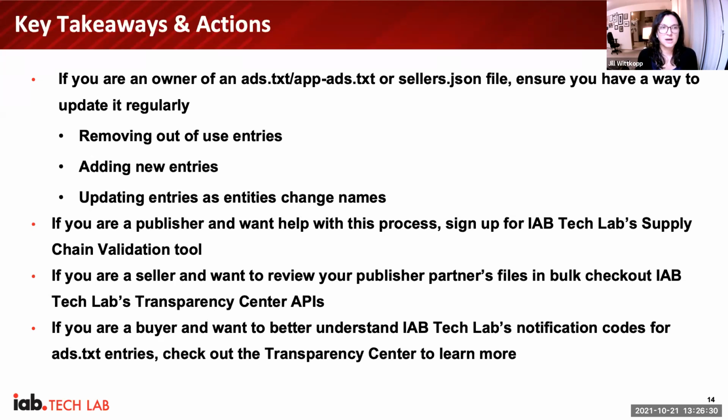But updating entries and entities as names change, which happens frequently in the ad tech ecosystem, is important to make sure that only the authorized supply paths that you think should be transacting are in fact transacting. If you're a publisher and want help with that process, that's where you can sign up for the Tech Lab's supply chain validation tool. It can be done through the UI that Ben highlighted, so it is a pretty easy self-checkout, as he articulated.